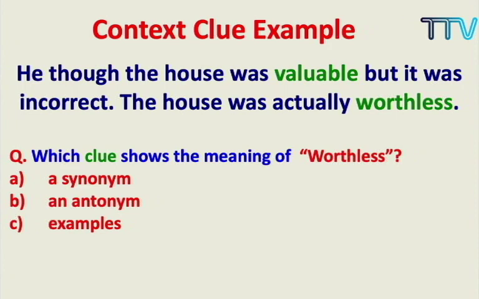Synonym means a word having the same meaning. Antonym means opposite. And the third one is example. Now, he thought the house was valuable. You know the meaning, but it was incorrect. So incorrect means now we are talking about the opposite of valuable. Valuable is something which has got worth, and worthless means which does not have any value. Even if you don't know the meaning of worthless, you will get some idea. On one side we have valuable, and it says that it was incorrect. The house was actually, so that is a counterpart.